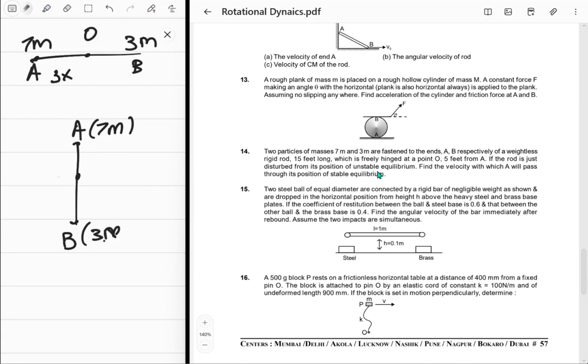Some distance. Okay, I don't know, call this thing X and Y. Who cares? Okay, if the rod is disturbed from its position of unstable equilibrium. Wait, yeah, that must be the unstable equilibrium because... Of course, that has the thing, right? Find the velocity at which A will... Oh, it's 15 feet long, huh? And this is 5 feet from... wait, what? 5 feet from A. So is this the unstable equilibrium or that?